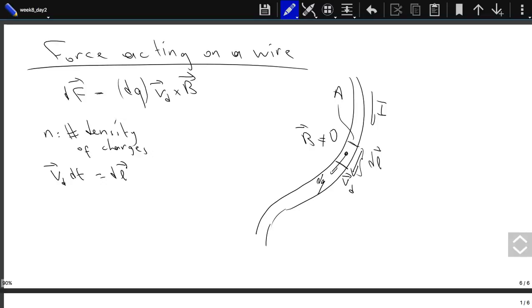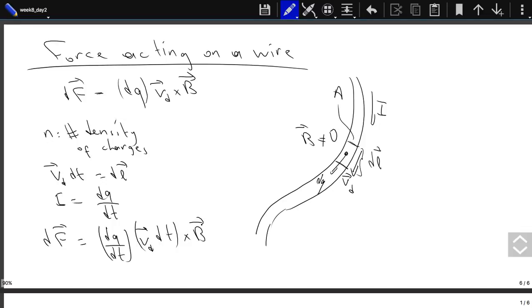But we know the definition of the current. I is nothing but dq by dt. This is the current we have. So if we just put it over there, dF will be equal to dq by dt times vd times dt cross B. Well, the dt's just cancel. I just multiplied by dt divided by dt, so I didn't do anything.